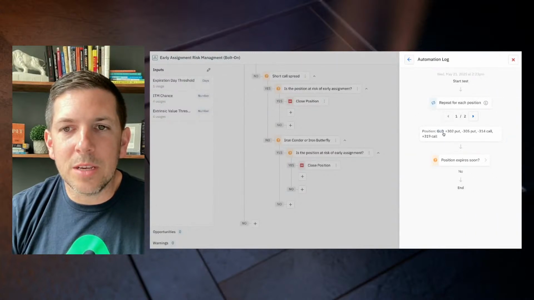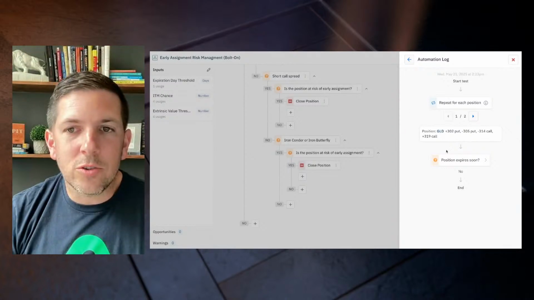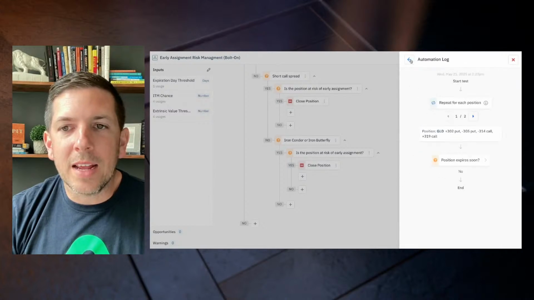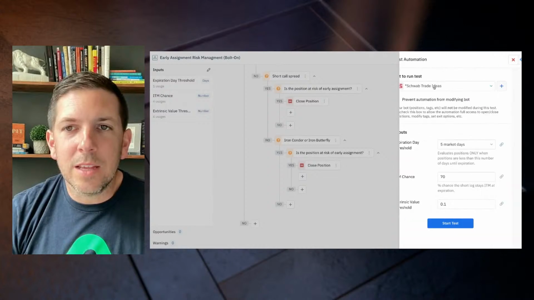So I got my GLD position. That's that position I showed you earlier. Does it expire soon? The answer is no. It expires in 6 market days. So that answer is no. It's not going to go to the next step. Same thing for my XSP. Let's run a different test.